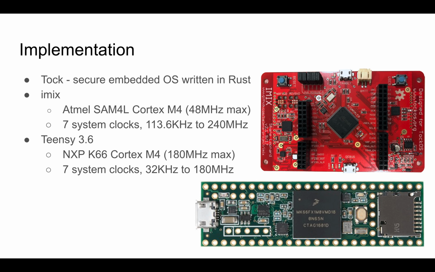PowerClocks is implemented in Tock OS. Tock is an embedded OS written in Rust. It allows multiple concurrent applications to run on a single microcontroller. PowerClocks is implemented for both the MX and TNC 3.6 development boards. Both have Cortex-M4 MCUs with up to 7 different system clocks. The MCUs are from different manufacturers and so have their own implementation peculiarities. For instance, the K66 requires clock changes to follow the paths of a clock state diagram.